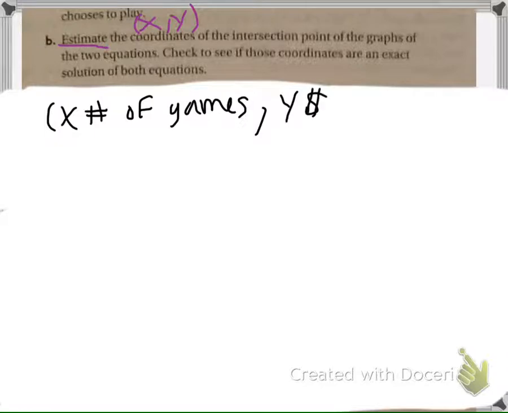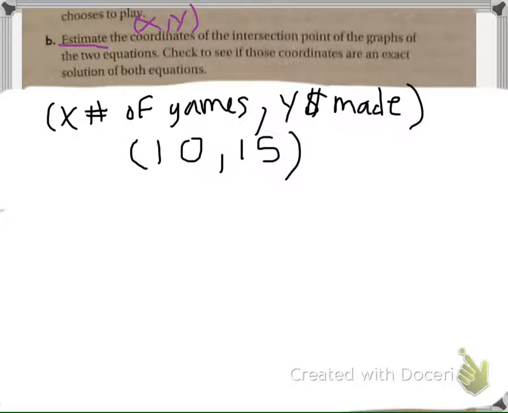So basically, if my x is the number of games, and then my y is the money made, I'm guessing at how many games will both of the plans make the same amount of money. So my guess is at 10 games, they'll both make $15. So those are my two coordinate points, my coordinate points for my solution. Now I have to check if those points work in the equations.